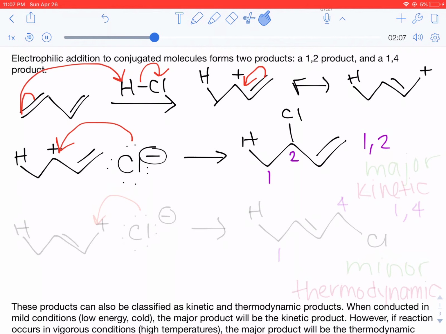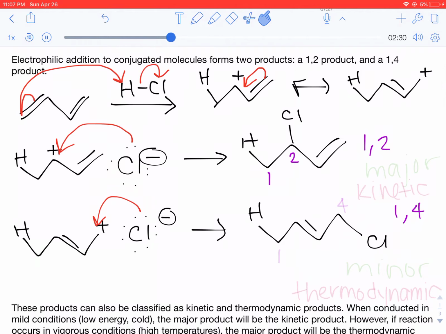We can also react the other carbocation with that same Cl negative ion. And the electrons will go to the positively charged carbon to form a similar product, but not the same. This product would be considered the 1,4 product because the hydrogen has added to the first carbon and the chlorine has added to the fourth carbon. In this reaction and under these conditions where there's no heat applied, the 1,2 product would be considered the major product and the 1,4 product would be considered the minor product.